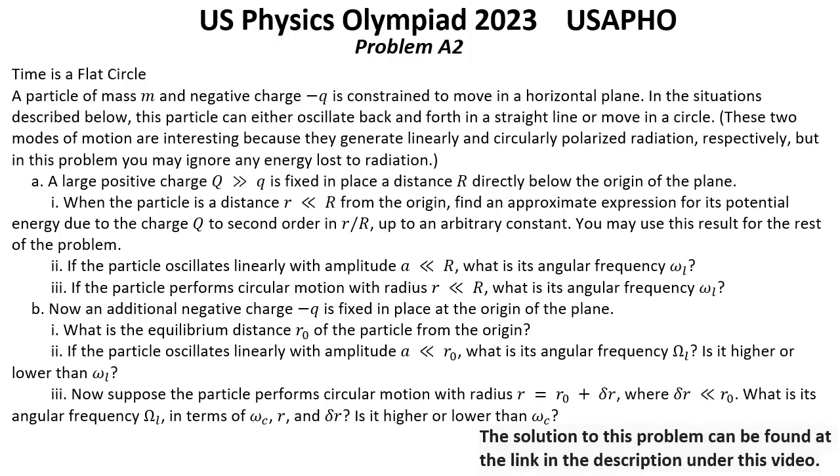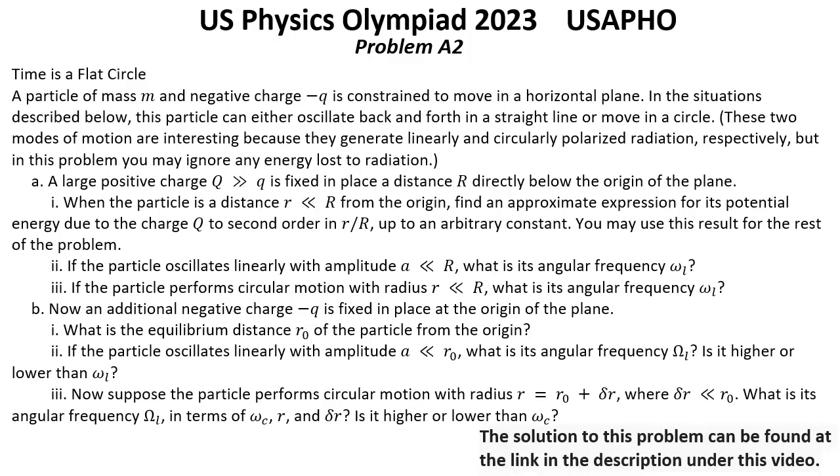Part A. A large positive charge big Q, much greater than small q, is fixed in place at a distance R directly below the origin of the plane. Question 1. When the particle is a distance small r much less than big R from the origin, find an approximate expression for its potential energy due to the charge big Q to second order in small r over big R, up to an arbitrary constant. You may use this result for the rest of the problem.